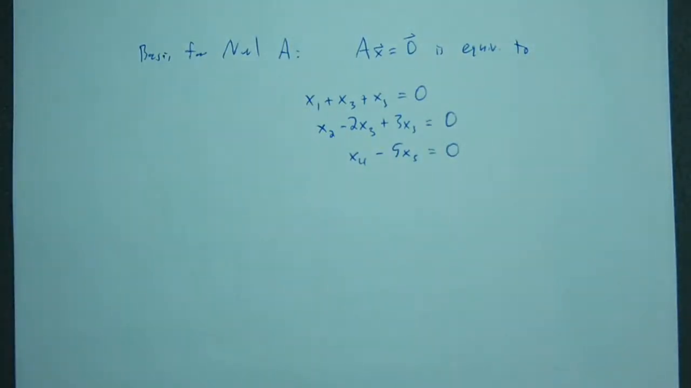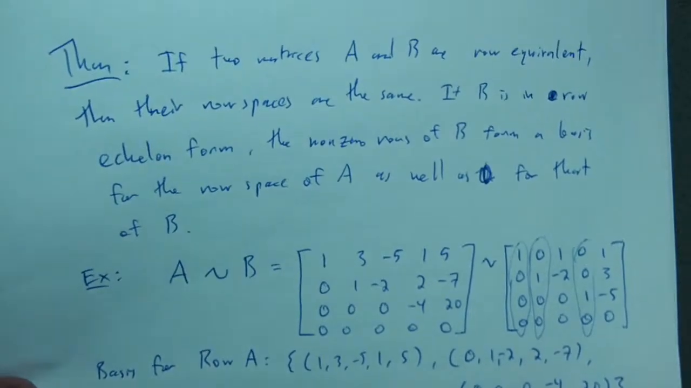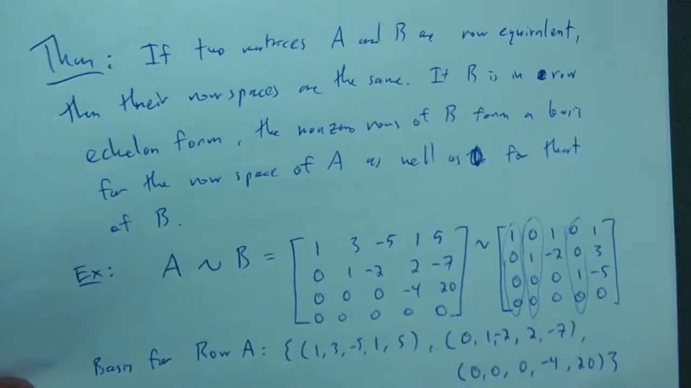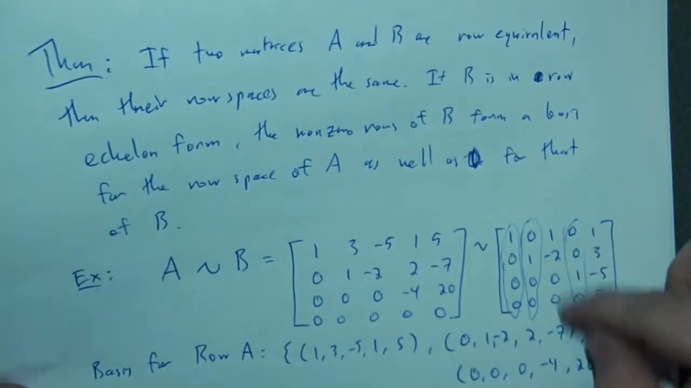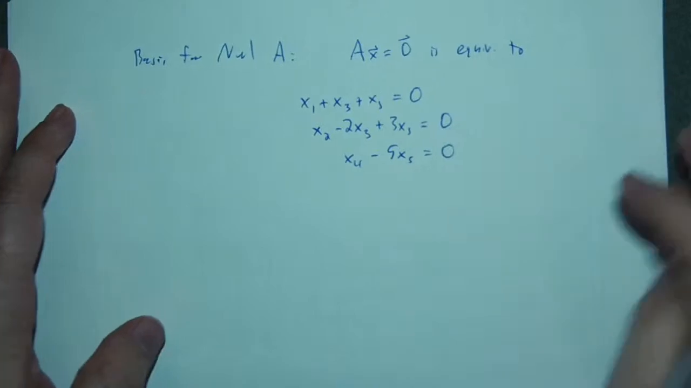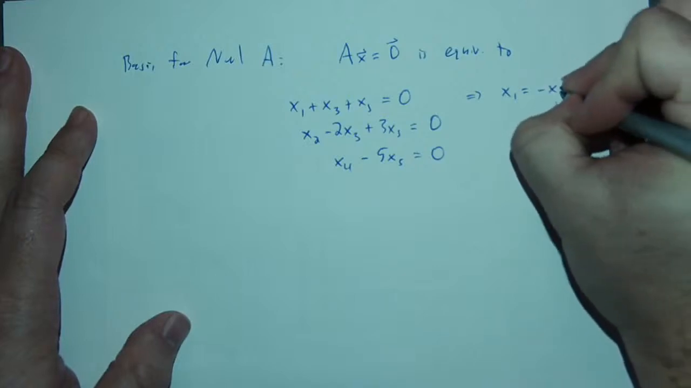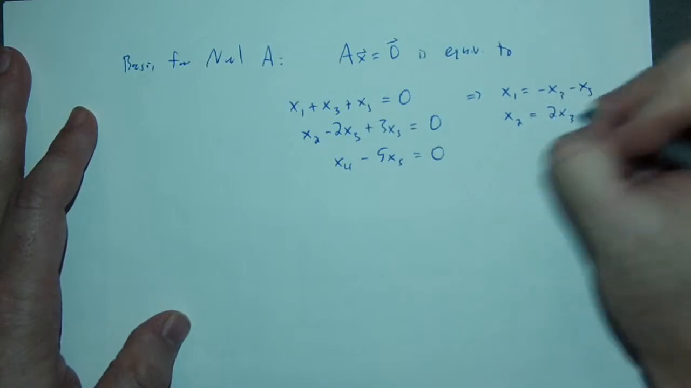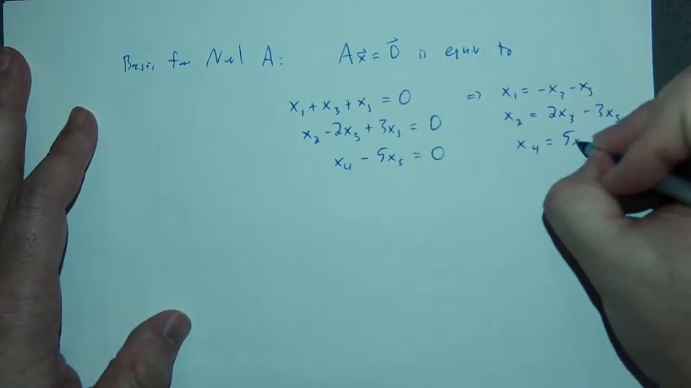Now, again, looking at this, how many free variables do I have? Well, I have 2, right? So x3 and x5 are going to be free. Then how many vectors in my basis for my null space am I going to get? 2, one for each free variable, right? One corresponding to x3, one corresponding to x5. So if I put this in parametric vector form quickly, everything in terms of x3 and x5: x1 is minus x3 minus x5. x2 is 2x3 minus 3x5. And x4 is 5x5.